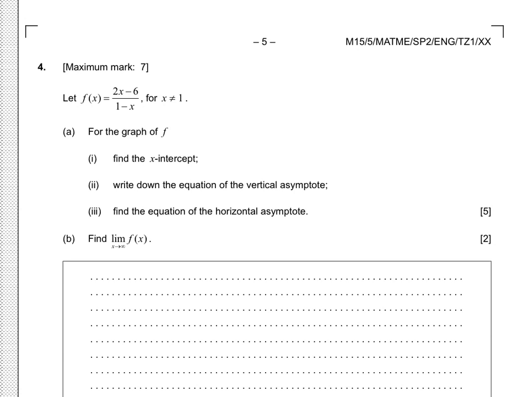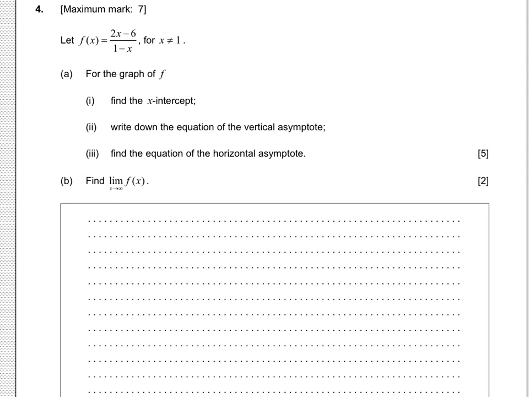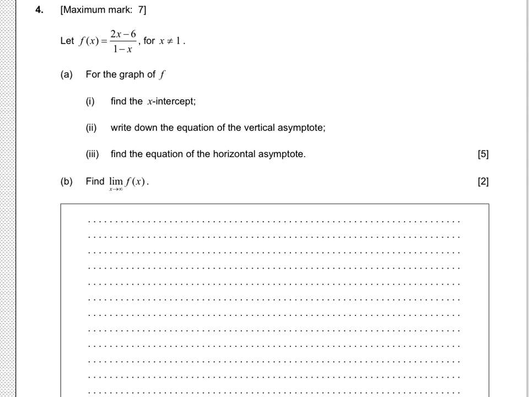This is May 2015, paper 2, time zone 1, question 4, and it's a question about rational functions. We've got f of x is equal to 2x minus 6 over 1 minus x, x is not equal to 1. Fine, we're going to think about the graph and we're going to find the x-intercept.